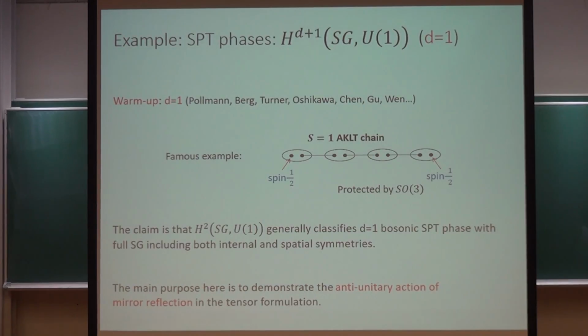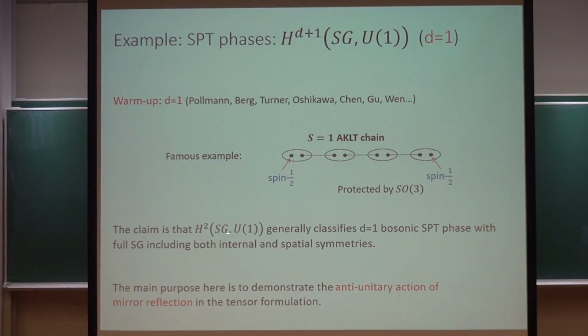So let me just use the remaining, maybe more than 10 minutes, to talk about something very simple. I think about one dimension. And this was worked out before. So here, if you plug in d equals 1, this is like H2(SG) equals 1. So this is related to the projective representation with the second cohomology group. The famous example is this AKLT chain, which was mentioned earlier.